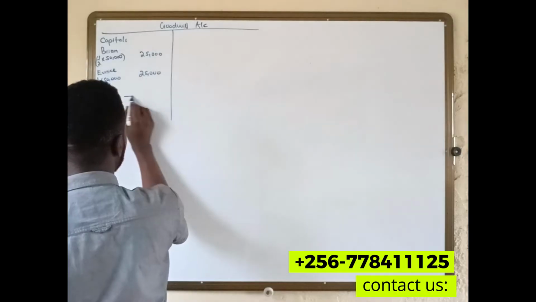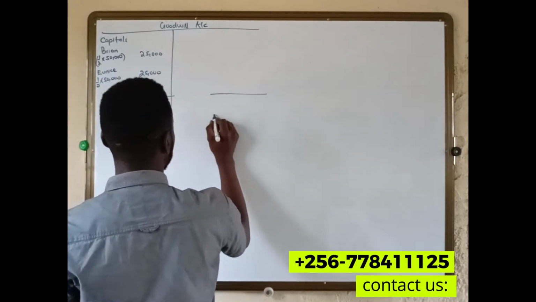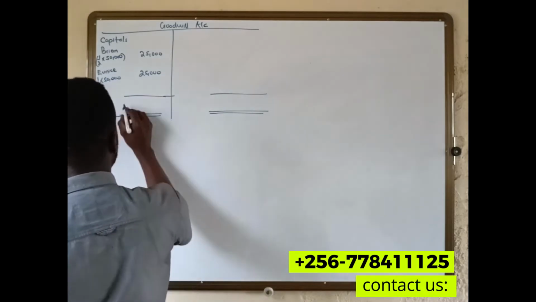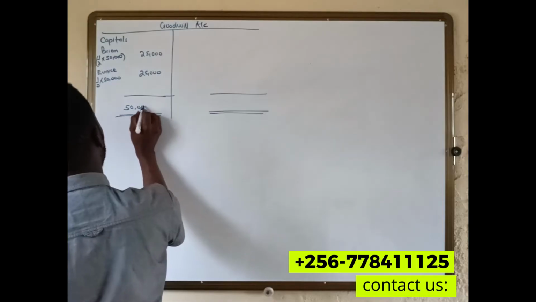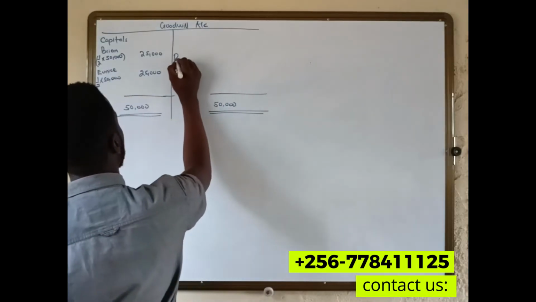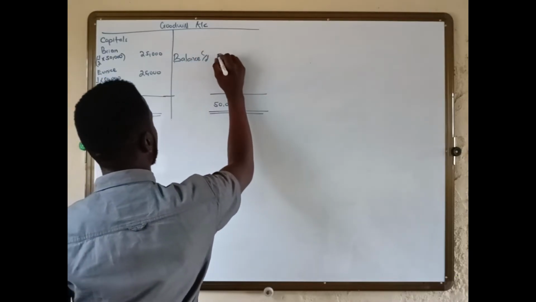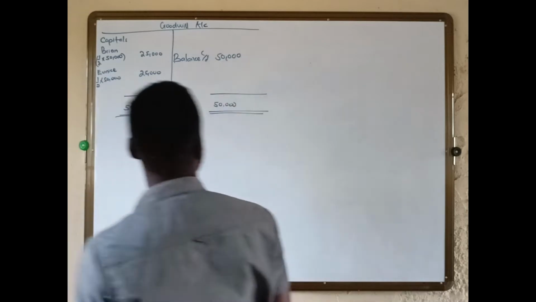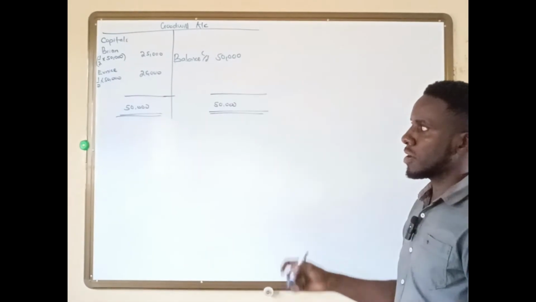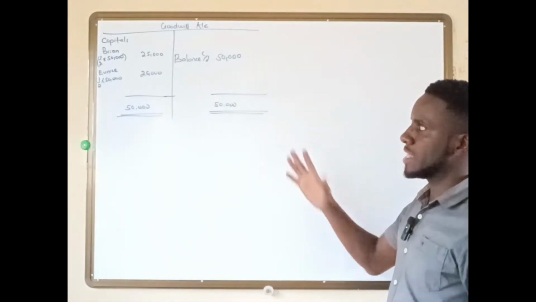So this is what we have, and then we shall balance off our figures. That means we shall balance it off like this, and then we shall have 50,000 and 50,000, and then we shall have our balance carried down as 50,000. So this is how our goodwill account is going to look. Firstly, this is where goodwill is to be maintained in the books.